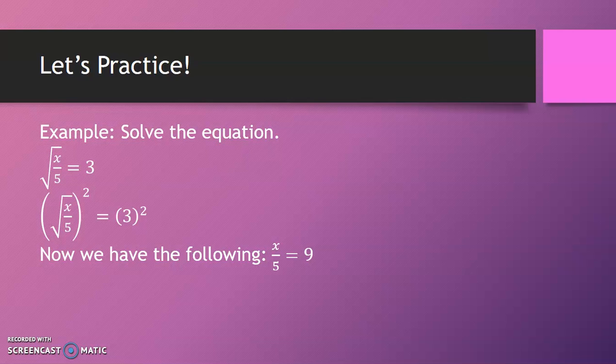In order to get that 5 out of the denominator of the fraction, we multiply by its reciprocal. Technically, this is 1/5 times x, so the reciprocal of 1/5 would be 5. So another way of thinking about this is to multiply both sides by the 5. In doing that, we'll get x equals 45.